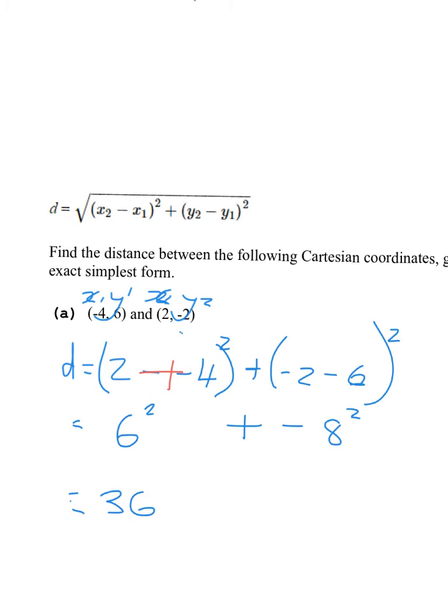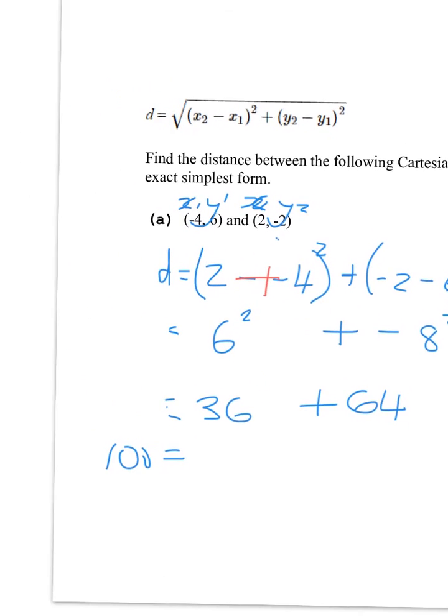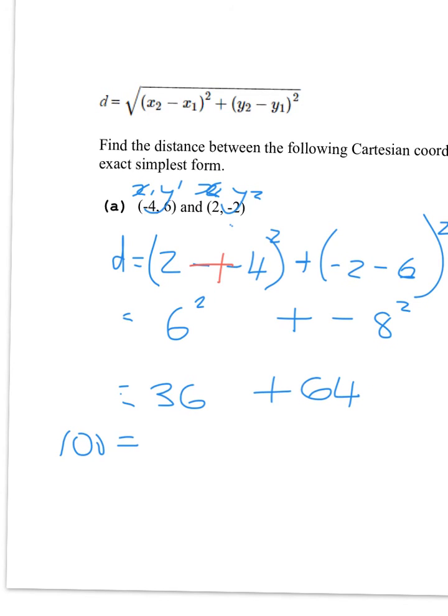Then negative 8 times negative 8 would give me a positive 64. Right. Now if we look at that, 36 and 64 give you 100. Let's just move this up a little bit. Gives you 100. And what do we have to do with our 100?